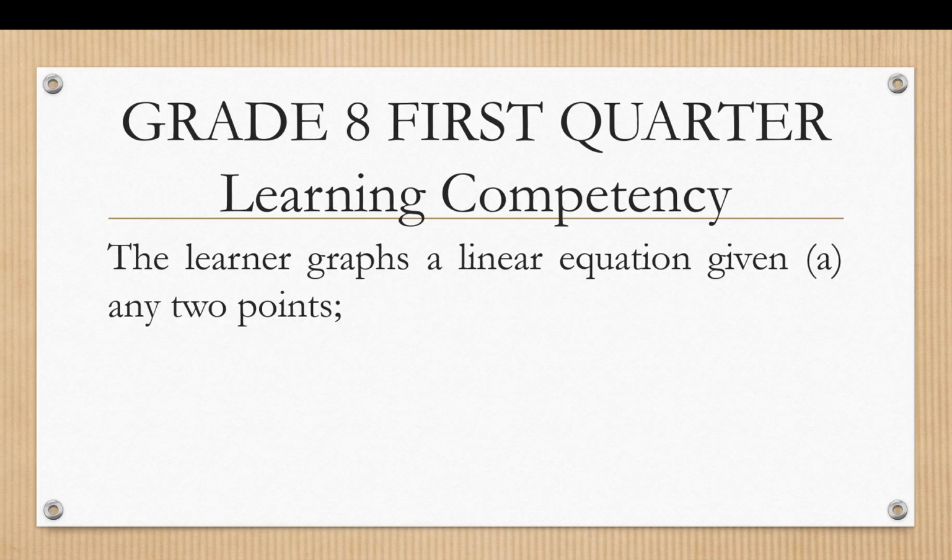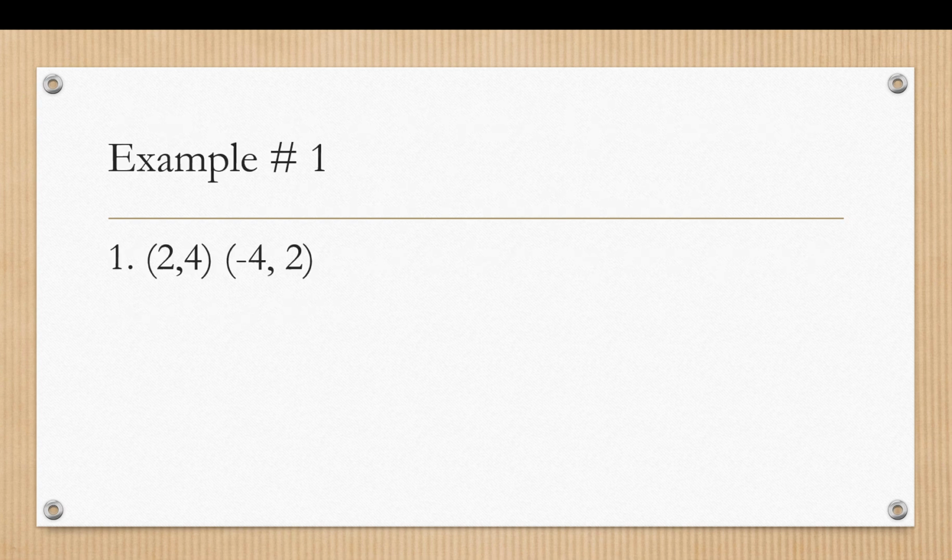reading the learning competency. This specific topic is for grade 8 students in the first quarter. The learner graphs a linear equation given any 2 points. So let us start. Example number 1.